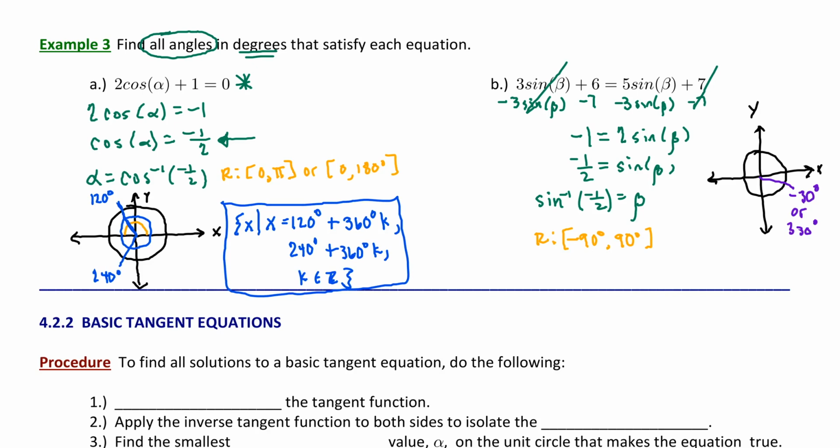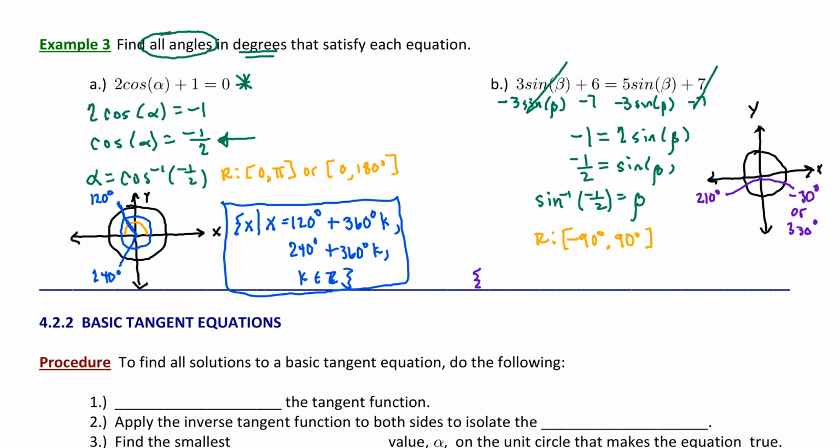Now don't forget, there is another location on the unit circle where sine is negative 1/2. Sine is also negative in quadrant 3. The angle here would be 210 degrees. I'm using a reference angle of 30 degrees. Okay, we've done the hard work.